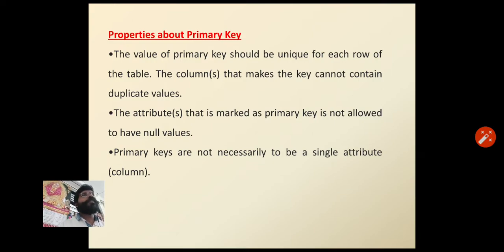When any attribute is defined as a primary key, then basically three properties are followed by the primary key: not null, unique value, and not duplicate, that is also called unique value.